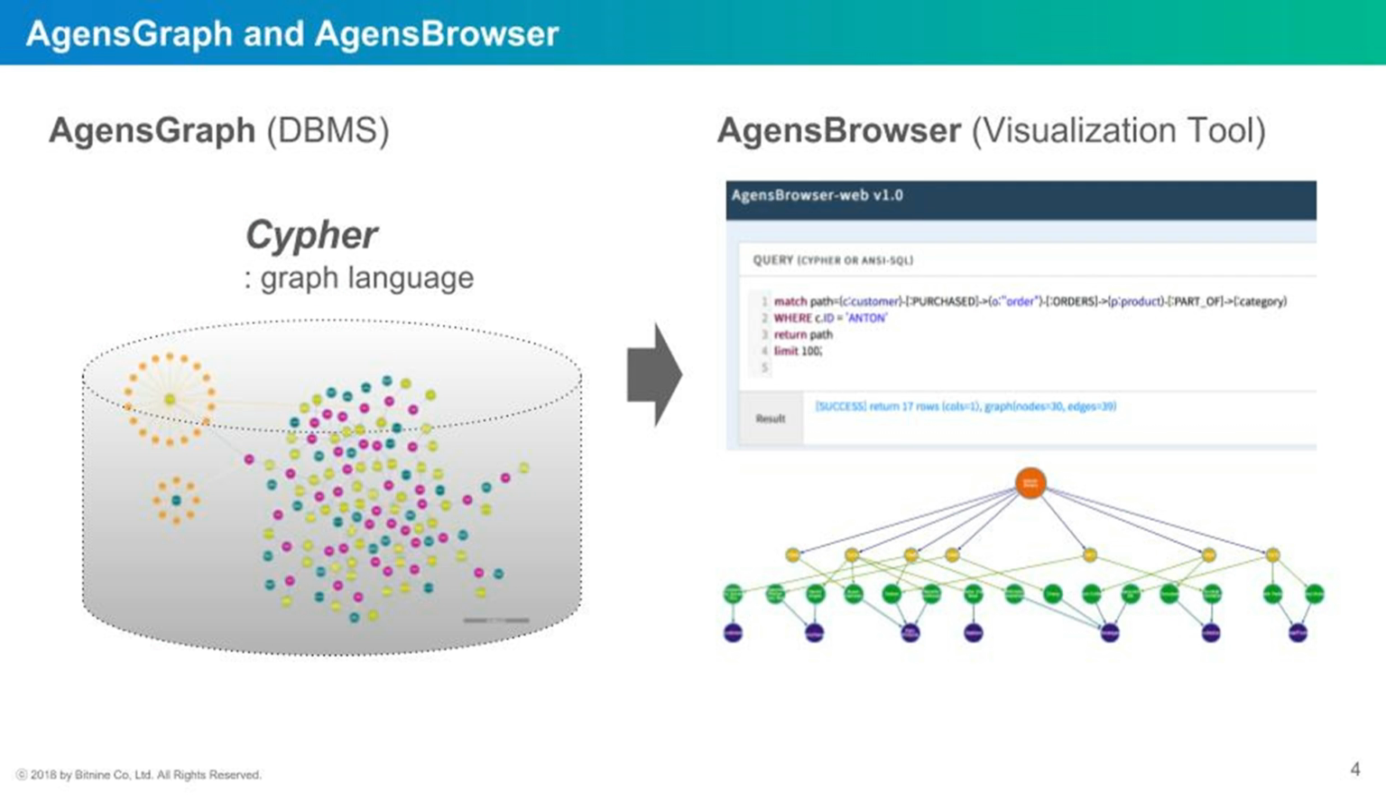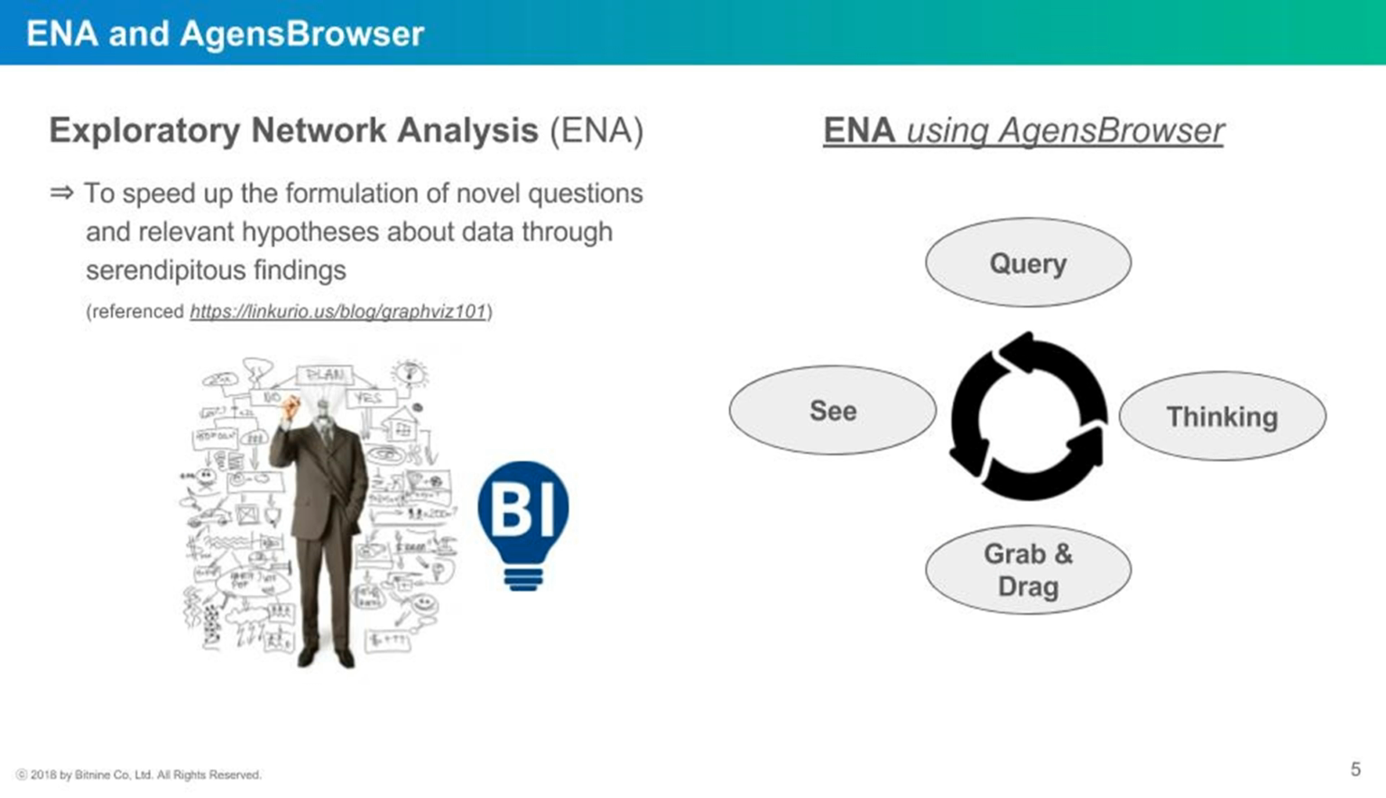AgensBrowser is the database client that connects to AgensGraph, our graph database product. You can query and visualize graph data by using Cypher, a dedicated graph query language. Exploring data by visualizing is one of the most intuitive ways to understand the data correctly. You can write queries to return and visualize your data, to draw new insights and examine connections.